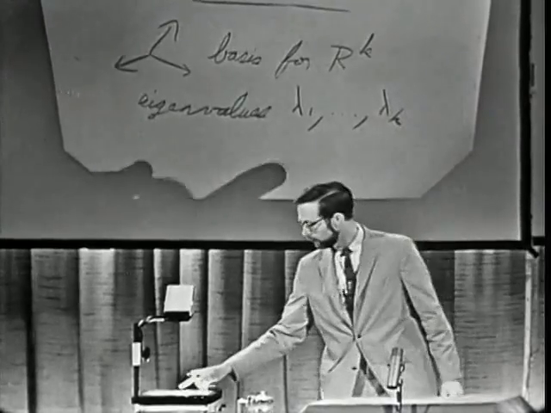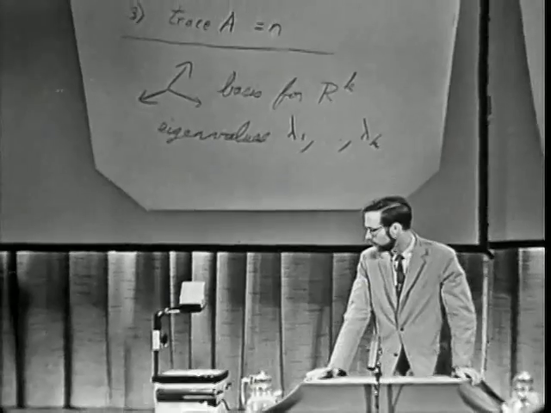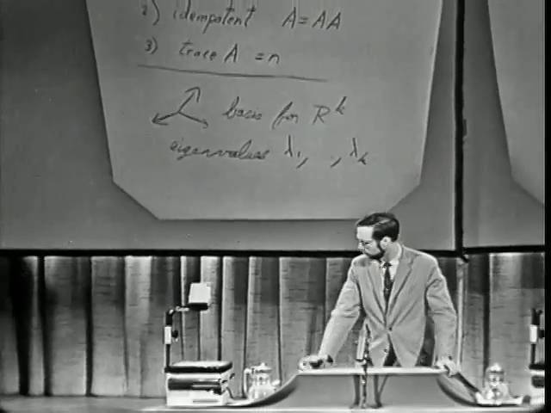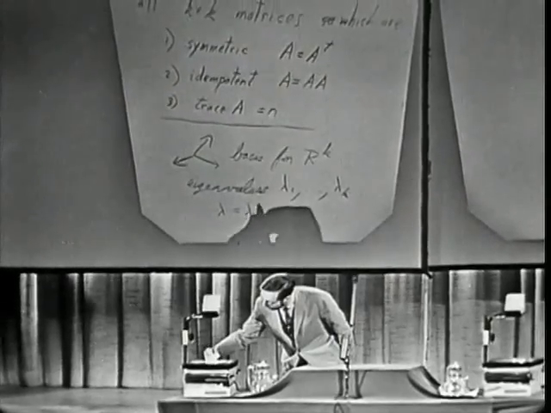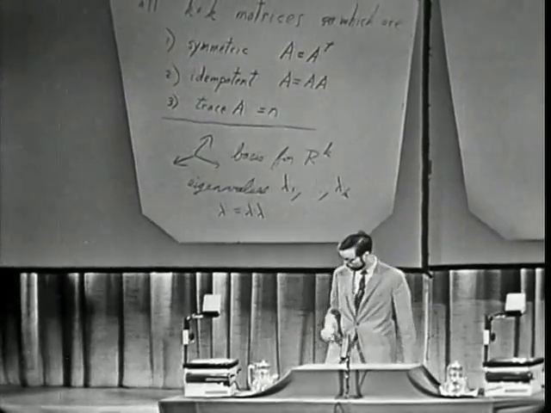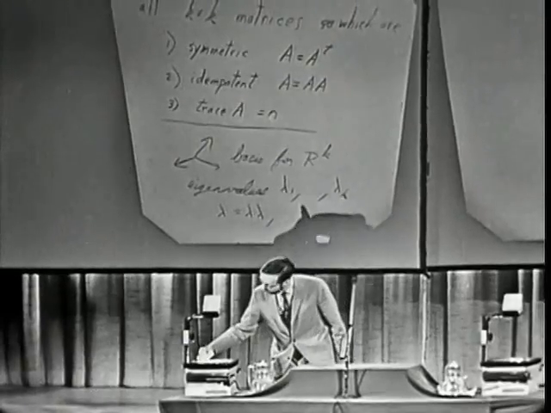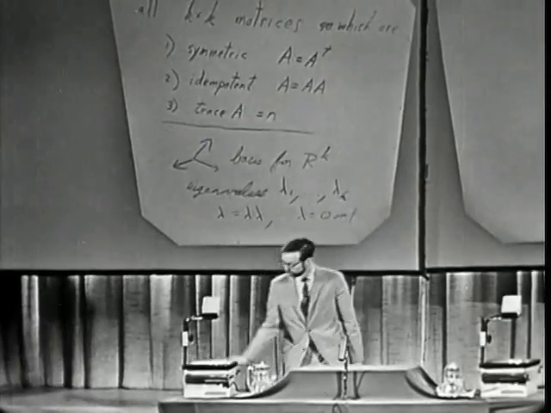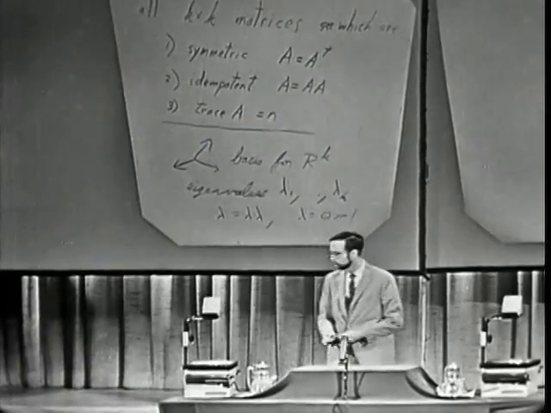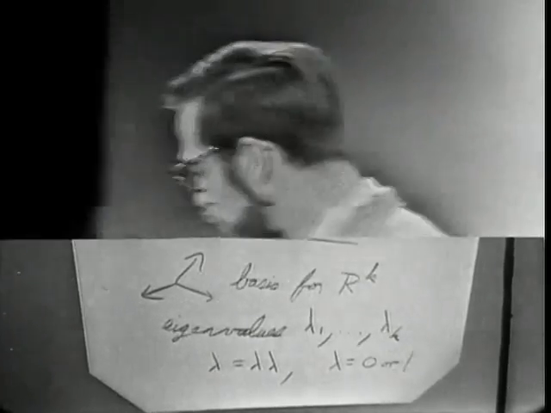And now the condition that the transformation is idempotent tells us that each lambda will satisfy the equation lambda equals lambda times lambda. Now this lambda is a real number, so lambda must be either 0 or 1. So now we can see what we've got. We've got a linear transformation whose eigenvalues are all 0 and 1.